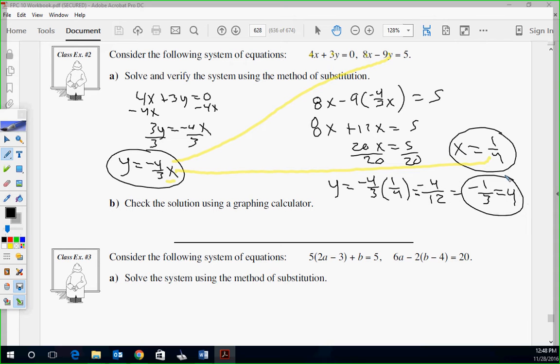Verify it with your graphing calculator. The only thing you have to do is, we need to solve this one for y real quick. I'll help you. Minus 8x, divide by negative 9.